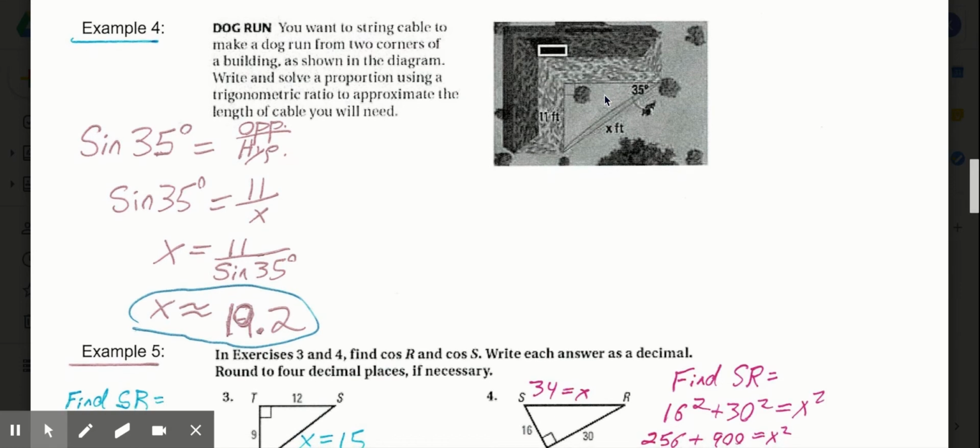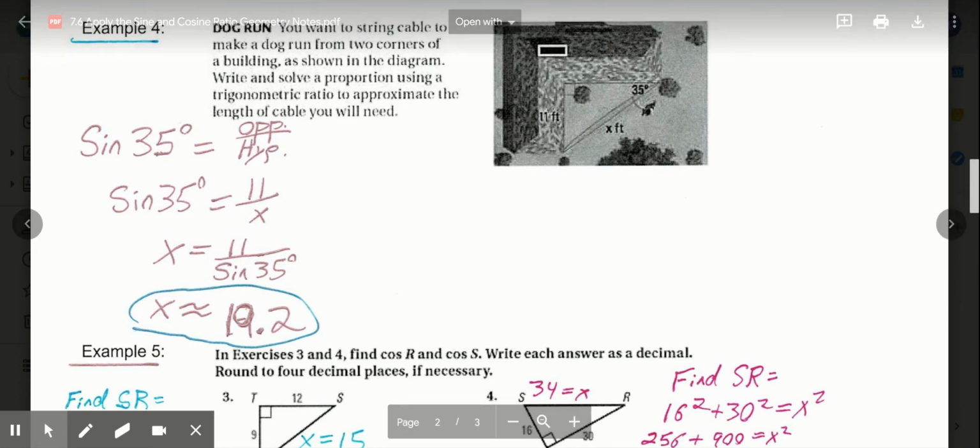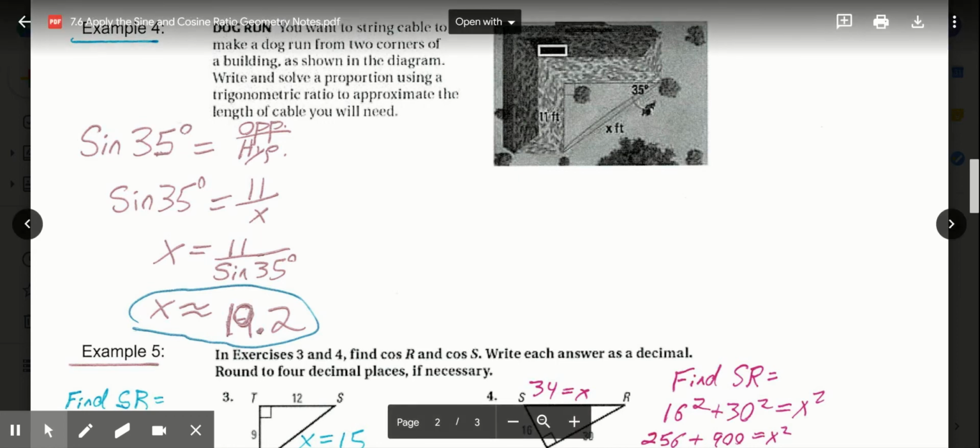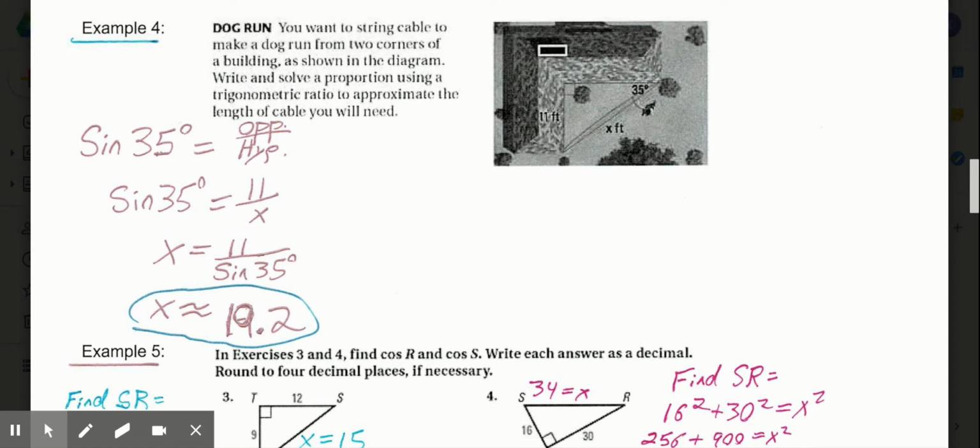So our setup, sine of 35 degrees equals 11 over x. So when we rearrange the equation to solve for x, what we would do is multiply both sides by x, then divide both sides by the sine of 35. So that rearranges into x equals 11 over the sine of 35 degrees. So when you punch that into a calculator, you get approximately 19.2 feet.